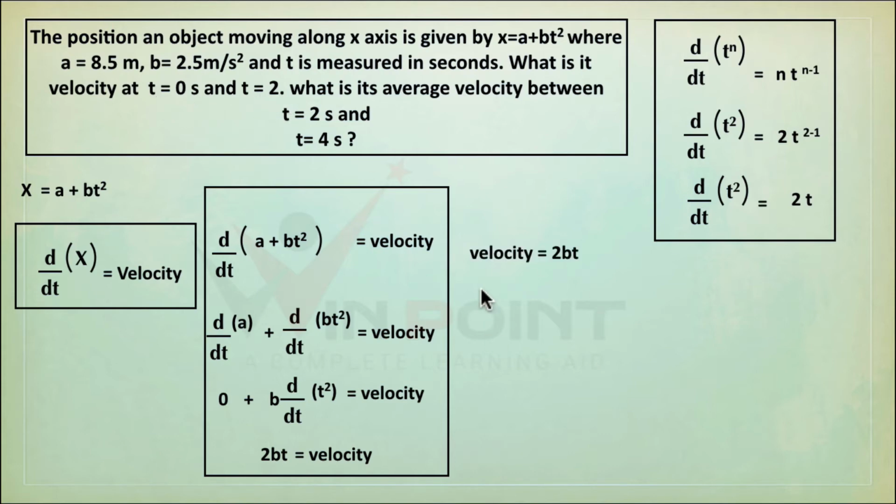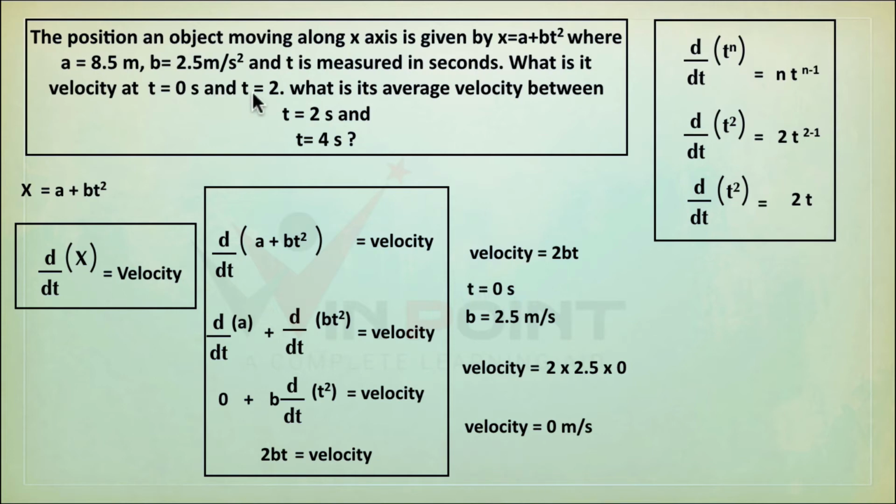So first we are finding velocity. We got the equation: velocity is equal to 2bt. The time is 0 second, first one. What is the value of b? The value of b is given as 2.5, so b equal to 2.5 meter per second, and we are substituting this value here. It will be 2 into 2.5 into 0. When we are multiplying with 0, the entire value will be 0. So velocity is 0 meter per second at t equal to 0.